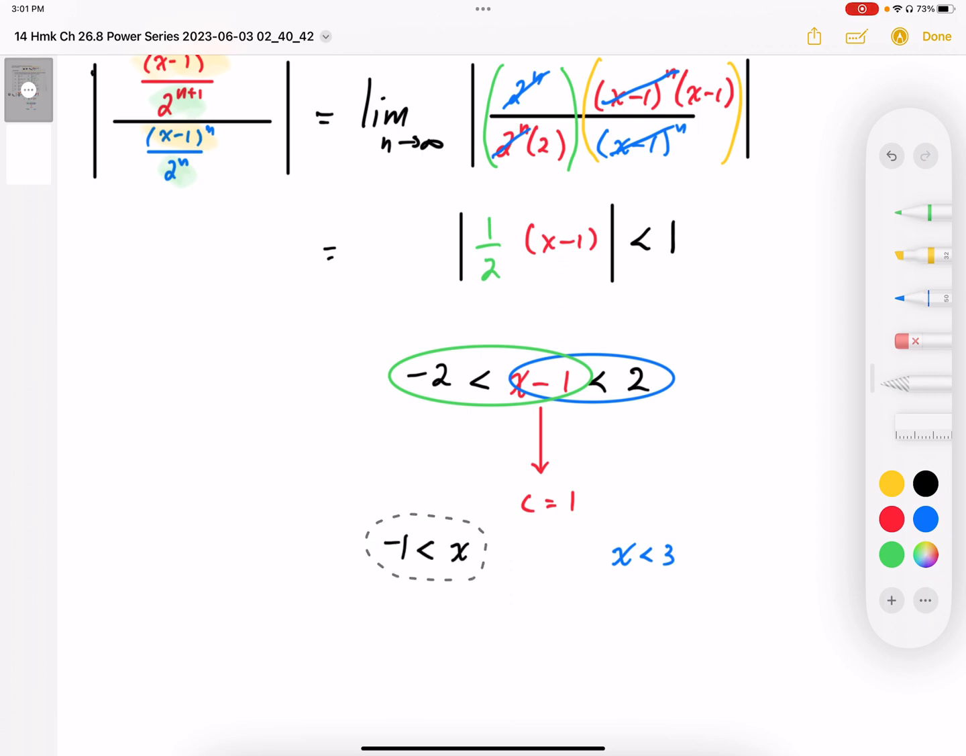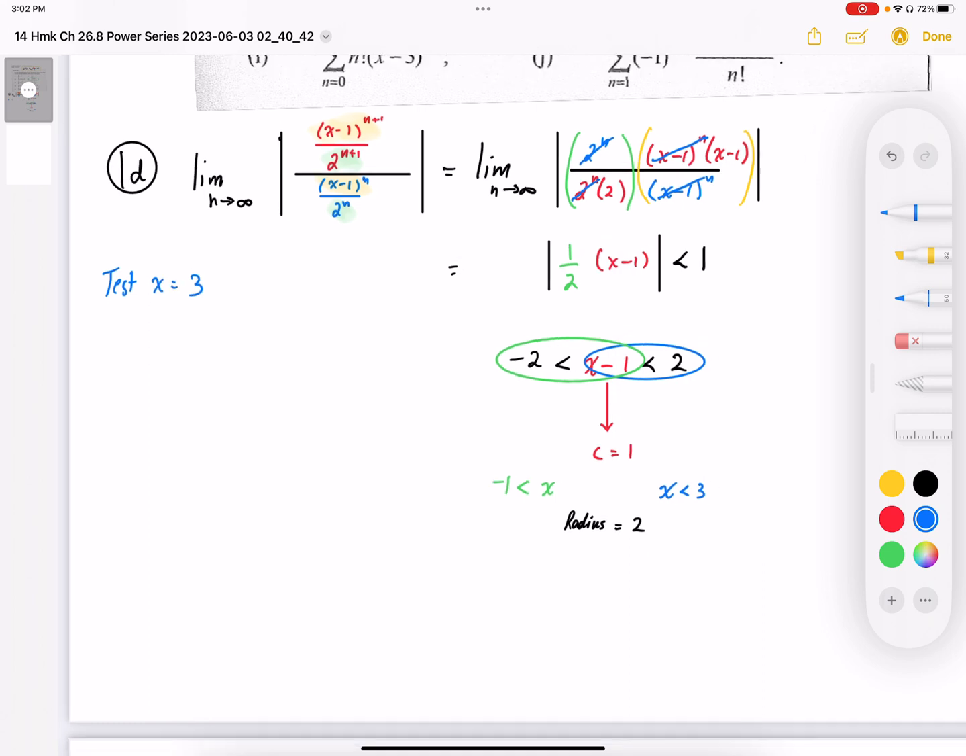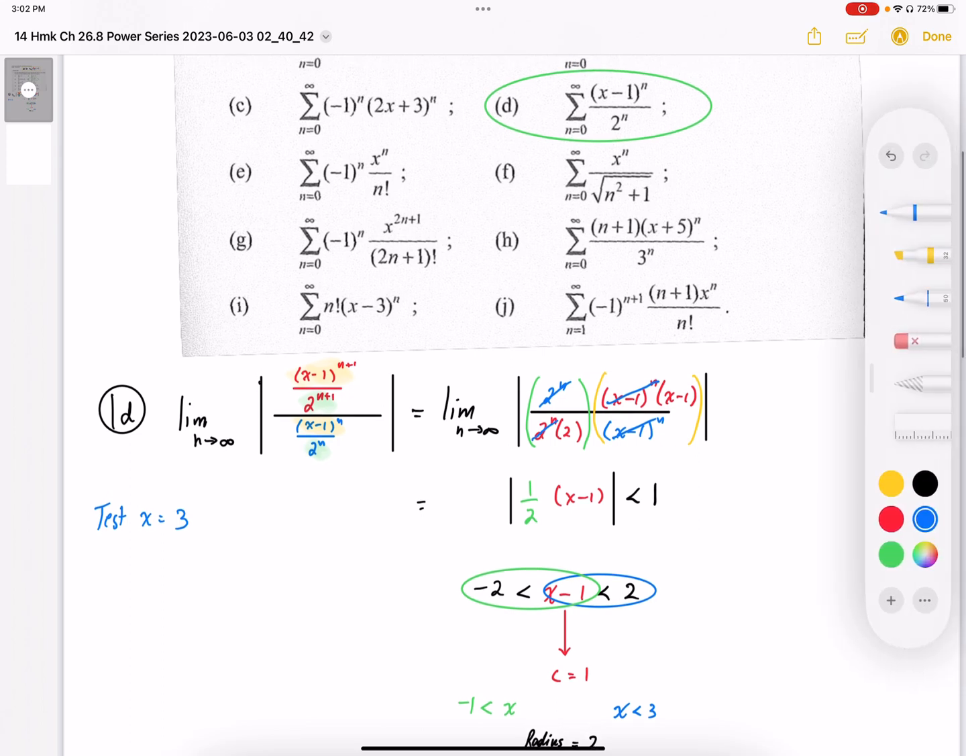The radius is going to be, in this case, 2. So the radius of convergence is equal to 2. And then we have to test our endpoints to see if our endpoints are included in our interval. So we're going to test our right-hand endpoint first. So we're going to test x equals 3.